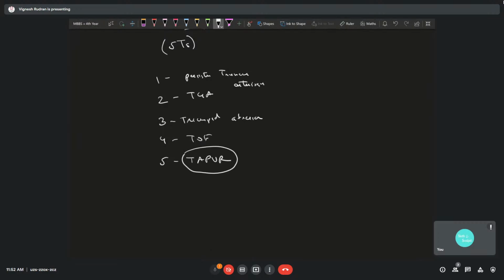Okay, TAPVR. So the most important one in this is going to be TOF. For TOF, you have four components. The first is pulmonary stenosis. Due to that, you have a VSD for shunting of blood, and then you have right ventricular hypertrophy, and the last one is overriding of aorta.